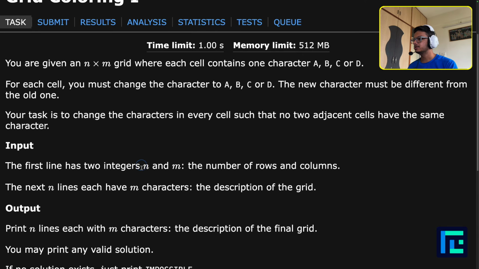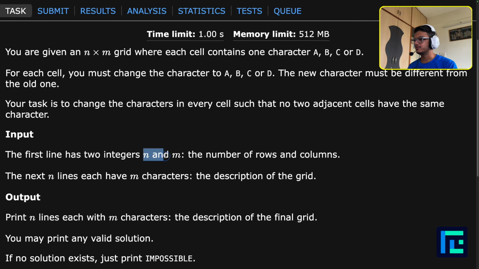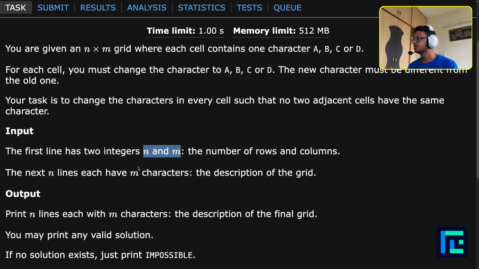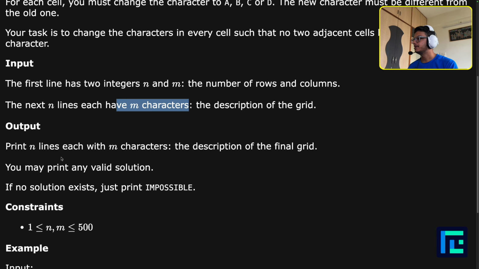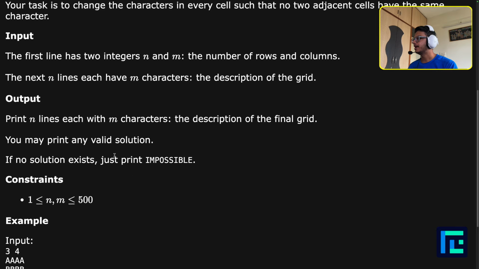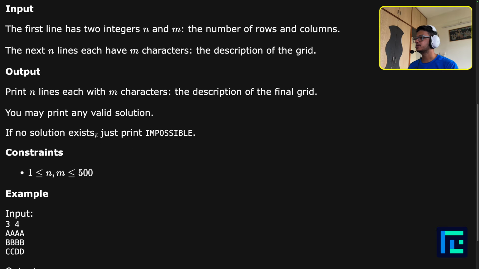The first line of the input contains n and m, specifying the rows and columns. The next n lines will have m characters, which specify the grid. In the output, you have to print n lines, the same grid in which you have changed the cells in a way that no two adjacent cells have the same character. You may print any valid solution. If a solution doesn't exist, just print impossible.